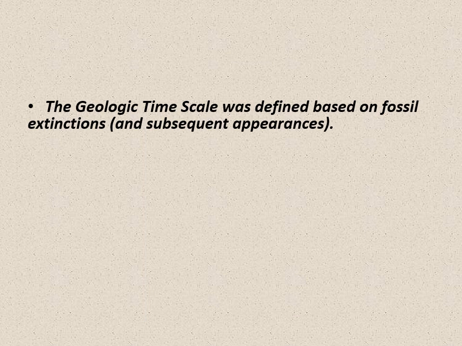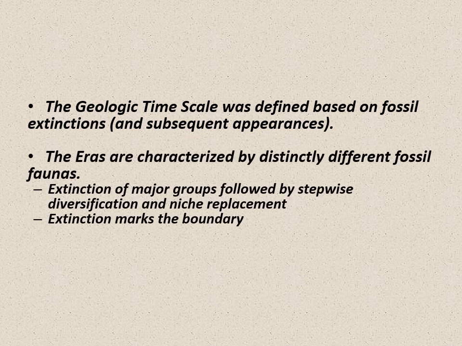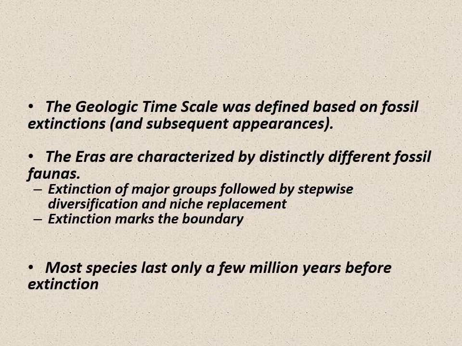Remember that our geologic timescale is defined based on fossils and their extinctions and their appearances. Okay. We identify our eras characterized by different types of fossil faunas. Okay. So every extinction of major groups of organisms is followed by diversification and niche replacement, and extinctions mark the boundaries between these events. So for example, at the end of the Permian period, when we lost 90% of life on the planet, going into the Triassic, it was around the middle Triassic, we started seeing a huge diversification event to kind of rebound after this great dying at the end of the Permian. And that's also where we draw the boundaries for our Paleozoic and Mesozoic eras.